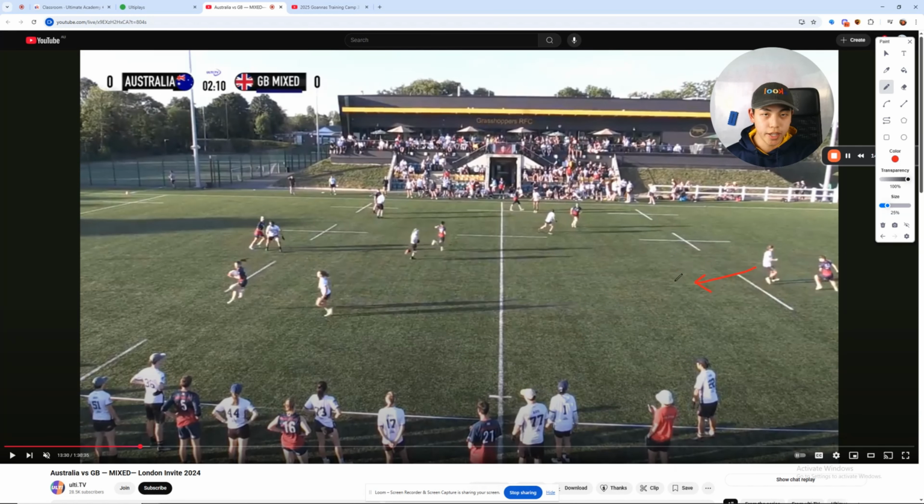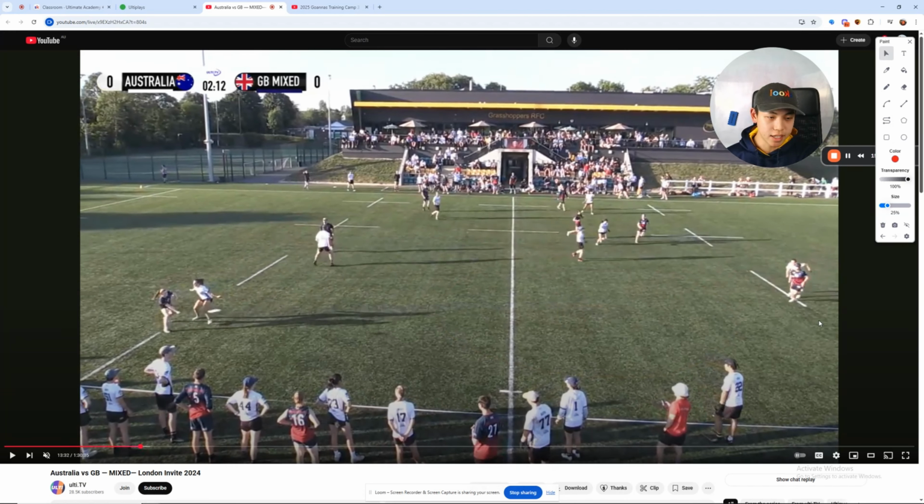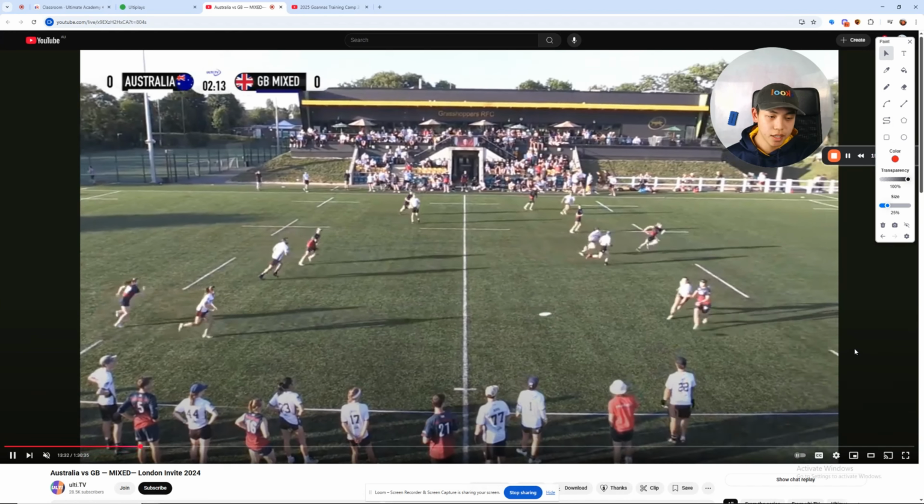We want to overplay, and I want you guys to write that term down, overplay. Whenever there's a clear high risk space and a clear low risk space, we want to overplay the high risk space. And that's exactly what the defense does here. They overplay it, knowing that this is going to come. They see the block, and then they go for it.